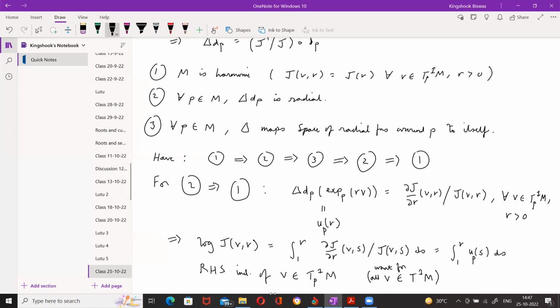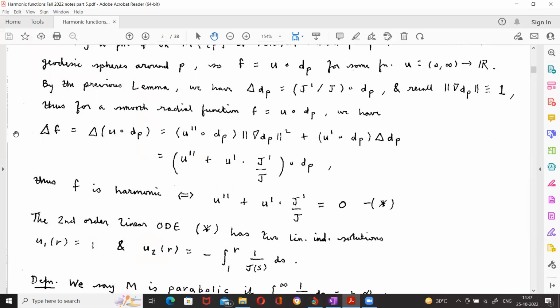Okay. So anyway, we can use this formula, the Laplacian of a distance function, to construct harmonic radial functions, because f will be harmonic if and only if this function in brackets, which is just a function of one variable, is 0. So this is a second order linear ODE for a harmonic radial function u: u double prime plus u prime times j prime over j equals 0.